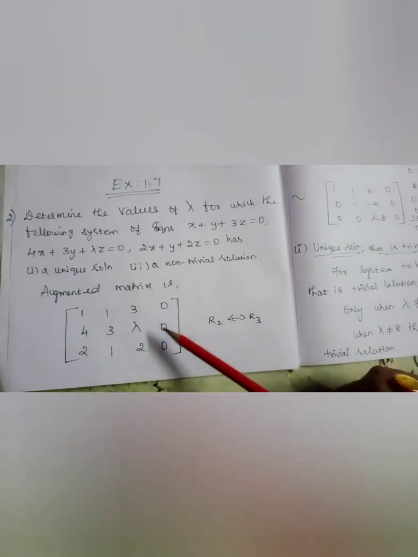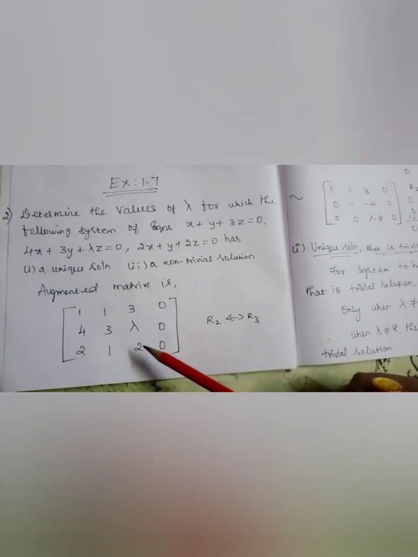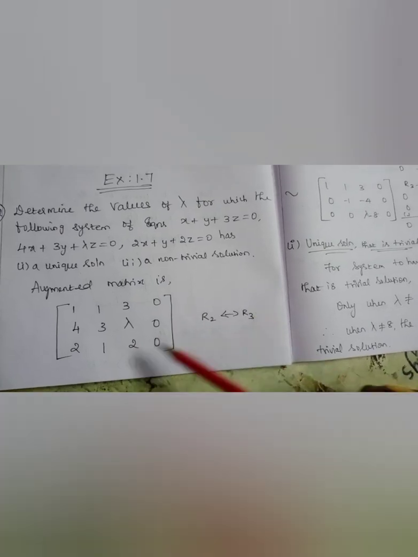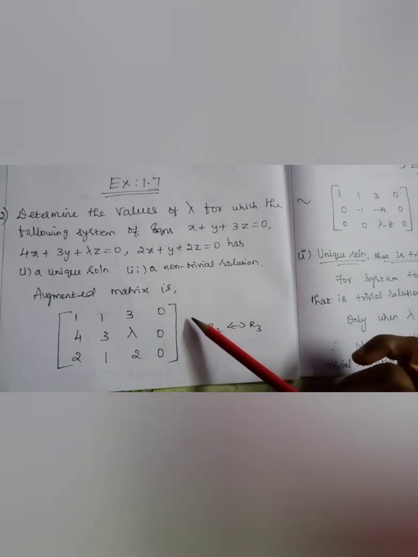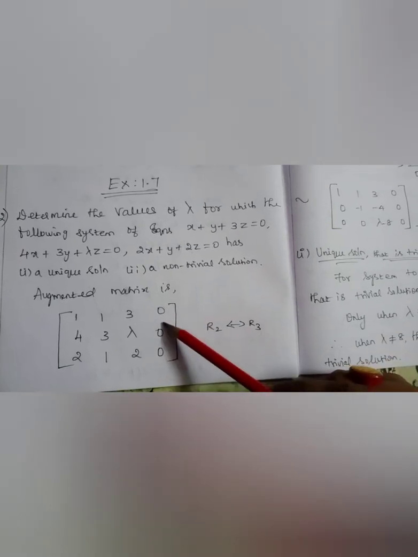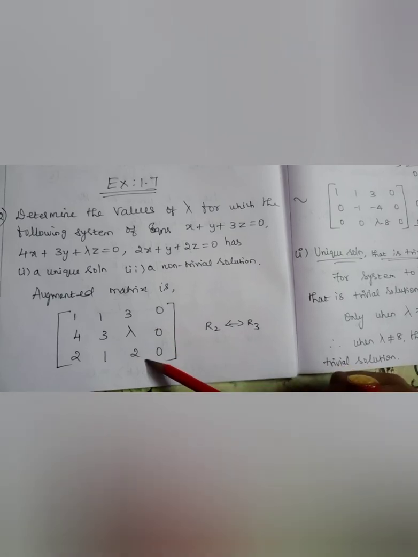Looking at the equations, we can interchange R2 and R3, because if this lambda is going to be in the second row, it will create a little difficulty for us to apply the elementary transformation. So we are interchanging, bringing R3 here and R2 there. Now after interchanging, applying R2 as R2 minus 2R1 and R3 as R3 minus 4R1, and finally R3 as R3 minus R2, we get the echelon form.